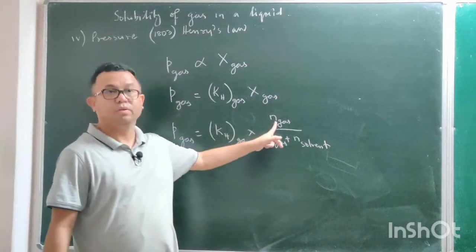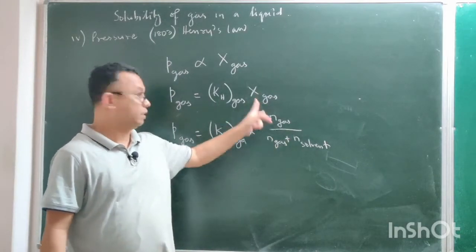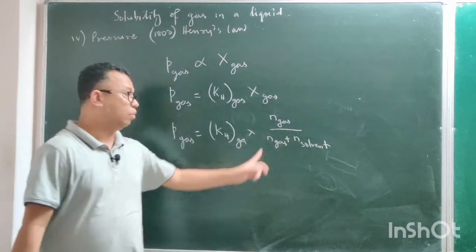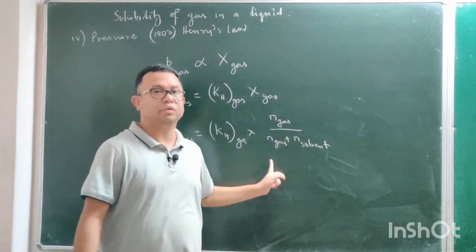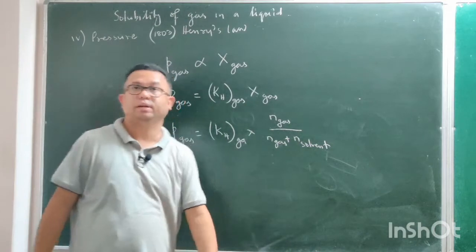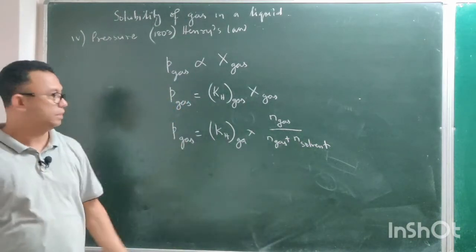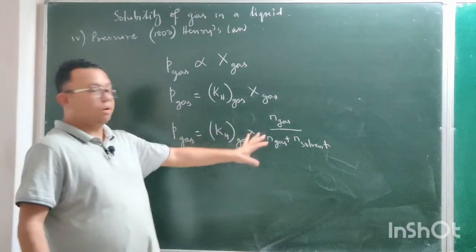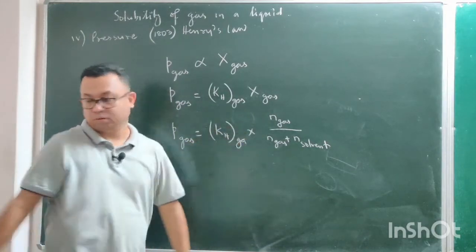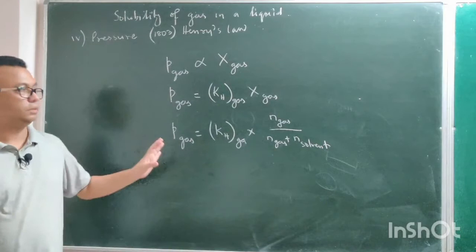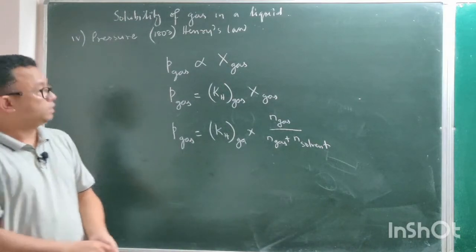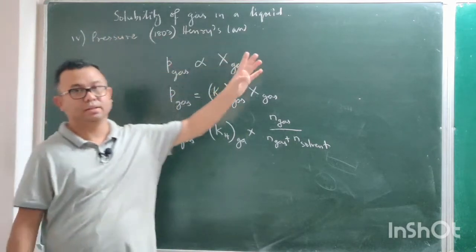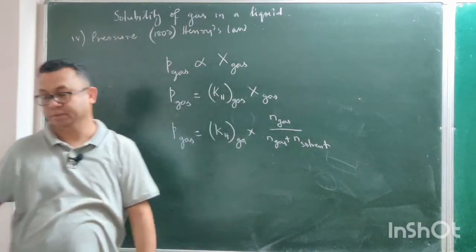So the mole fraction of the gas is calculated as the number of moles of the gas over the total number of moles of both the solute and the solvent, since our solute is the gas and our solvent is the liquid, water or whatever it is. So this is how you calculate it. At some places, for your numericals, you may come across this expression. Now these are the 4 factors on which the solubility of a gas in a liquid depends.